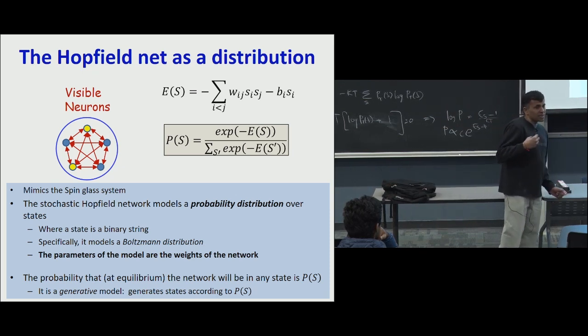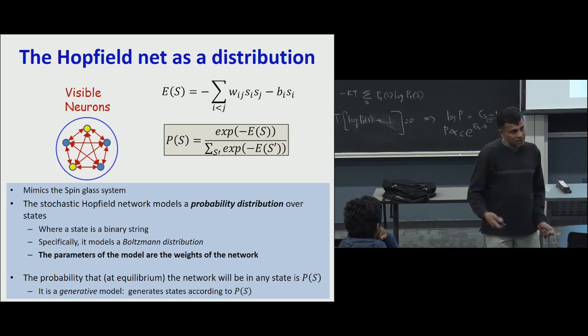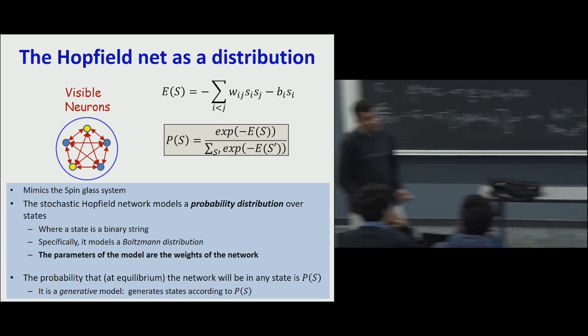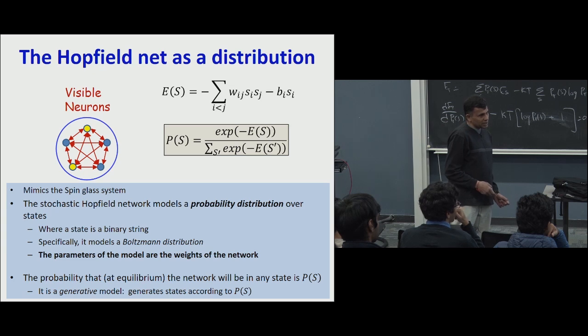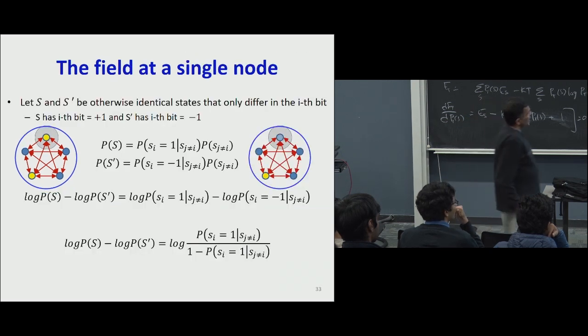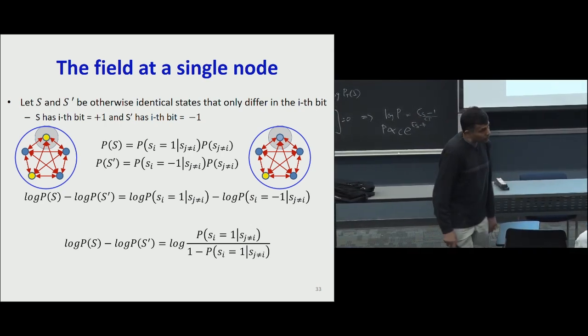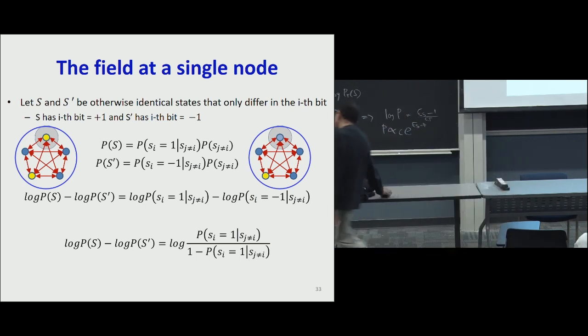This actually ends up being a generative model, meaning it generates states according to this probability distribution. If you just let the system evolve and begin sampling states, then the probability of finding any state is given by this formula. Now it looks complicated, but once you get down to the mechanics of it, it just ends up becoming very straightforward. How so? Consider two states.